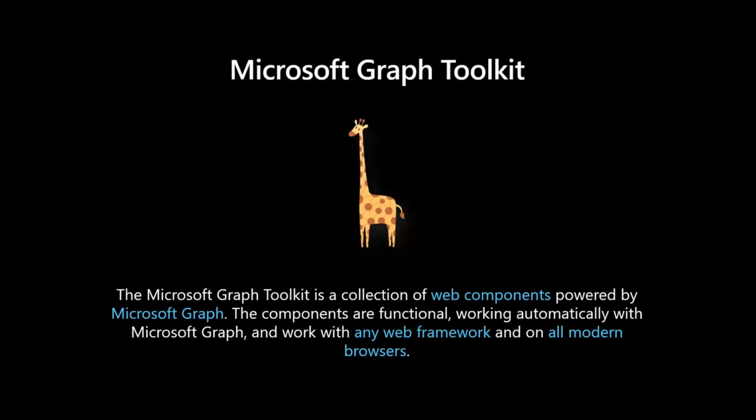So the Graph Toolkit is a collection of web components. Here, web components is important, which are all powered by the Microsoft Graph. They are functional components. So you drag them onto any HTML page, and automatically magic happens powered by the graph. It's not like you have to bind them to data whatsoever. It's all built into the web components. The components are functional, working automatically with Microsoft Graph, and they work with any web framework.